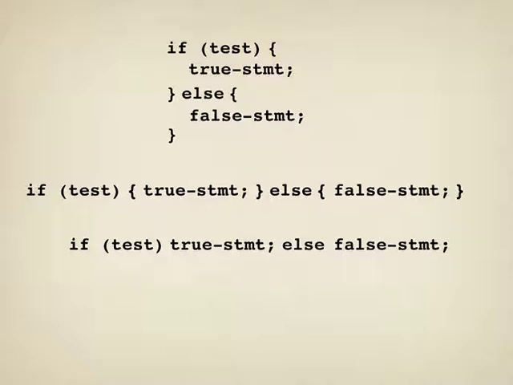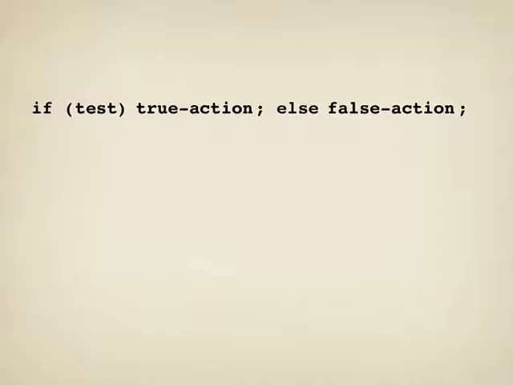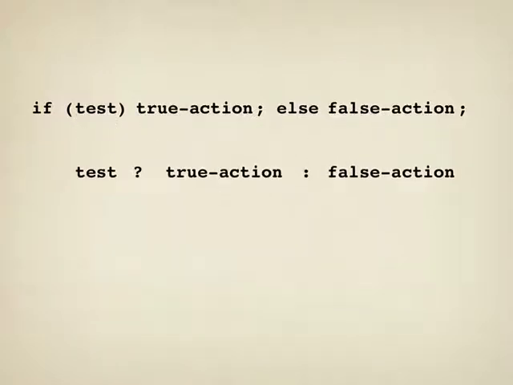So let's see how. Here's the statement we were just looking at, and to write it as a conditional, we use a question mark and a colon, and here's how the pieces get distributed. We begin with the test, we have the question mark, then there's the true action, a colon, and the false action. And when this all gets wrapped up as a statement, we end it with a semicolon. So let me show you an example of this in action.